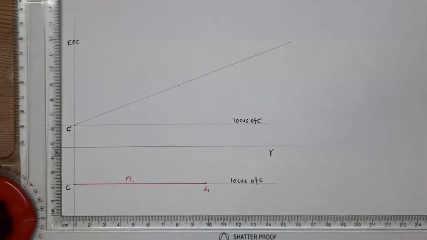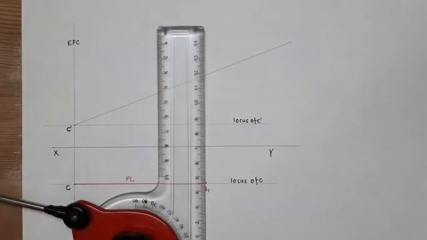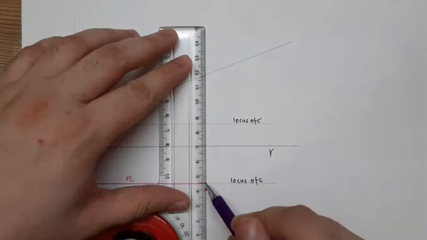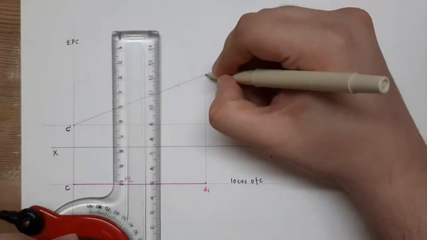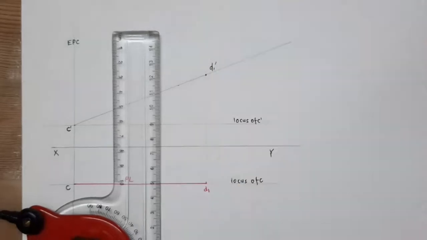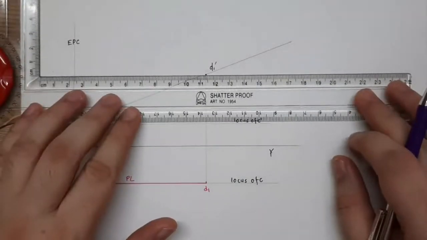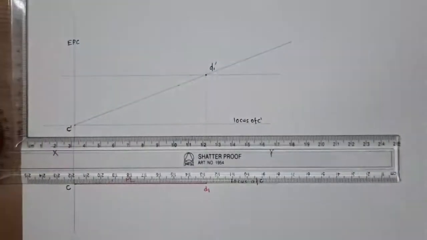Since we have drawn D1, now we know that we have to project this particular PL to get the front view true length. So I'll be projecting it on this 20 degree line I have drawn. Here on the intersection, I will get a new point. The name will be D1 dash. Now I have to draw the locus of D dash passing through this D1 dash. This is the locus of D dash.